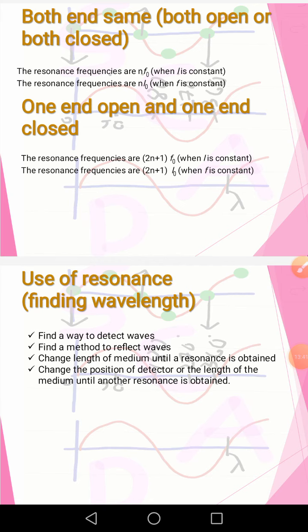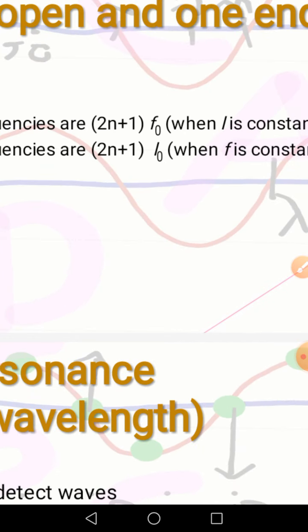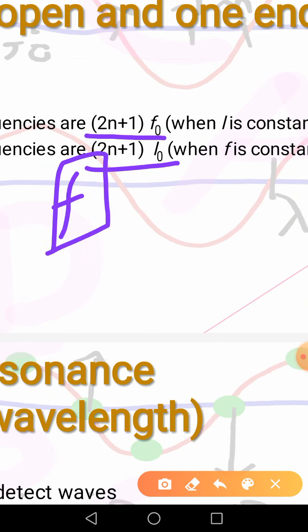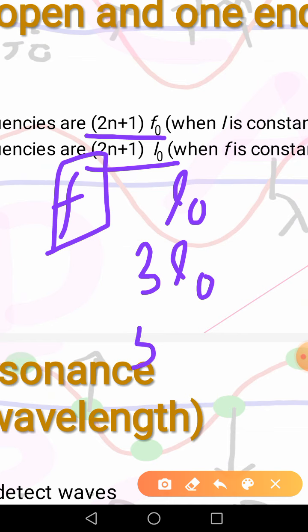Okay, so in case of one end open and one end closed, you will get the frequencies like (2n+1) f naught, or lengths like (2n+1) L naught. This means that suppose you are keeping the frequency constant and instead changing the length of the medium. If your first resonance is obtained when the length of the medium is L naught, then the second resonance will be obtained when the length is 3L naught. The third resonance is obtained when the length is 5L naught. Okay, so this is how it works.